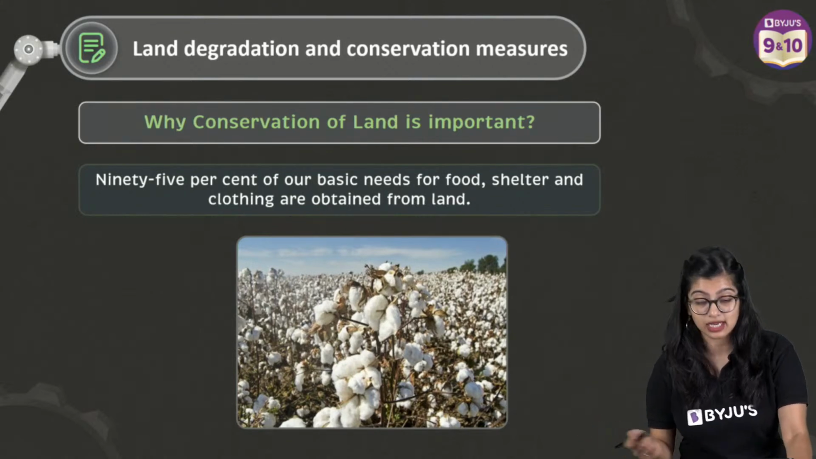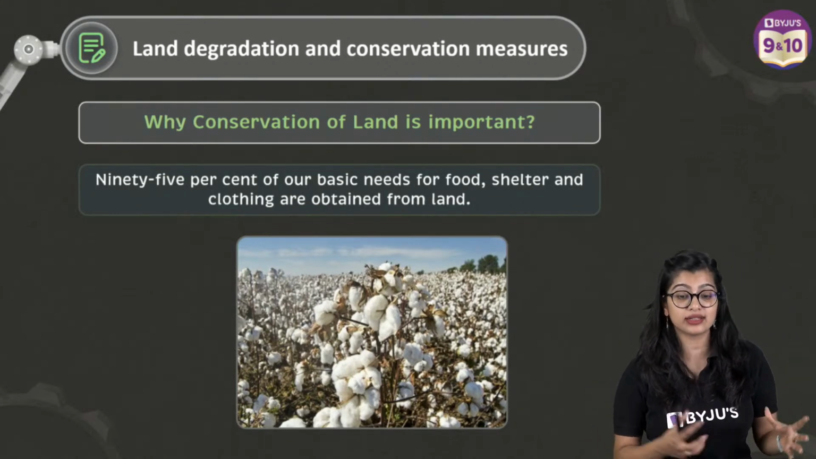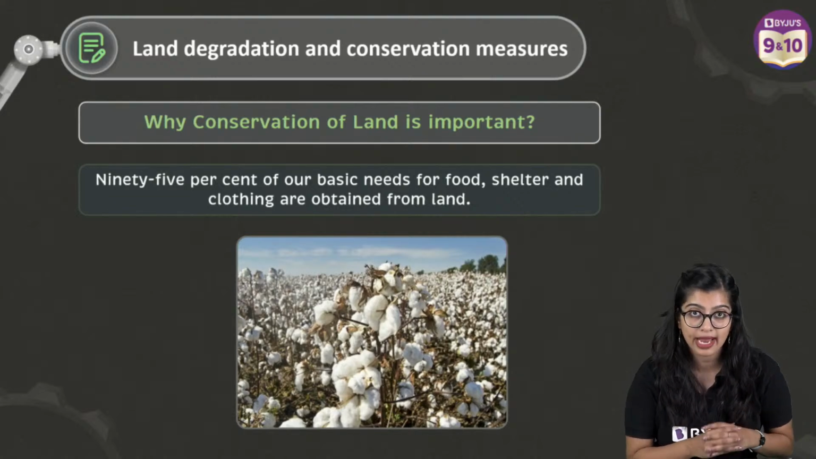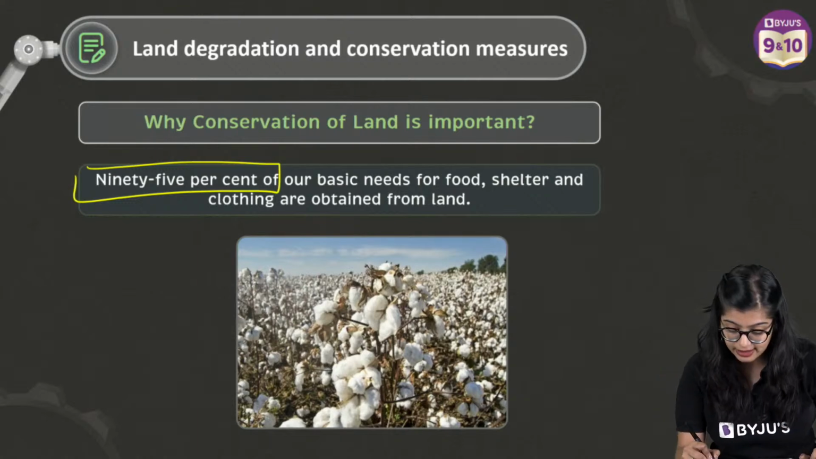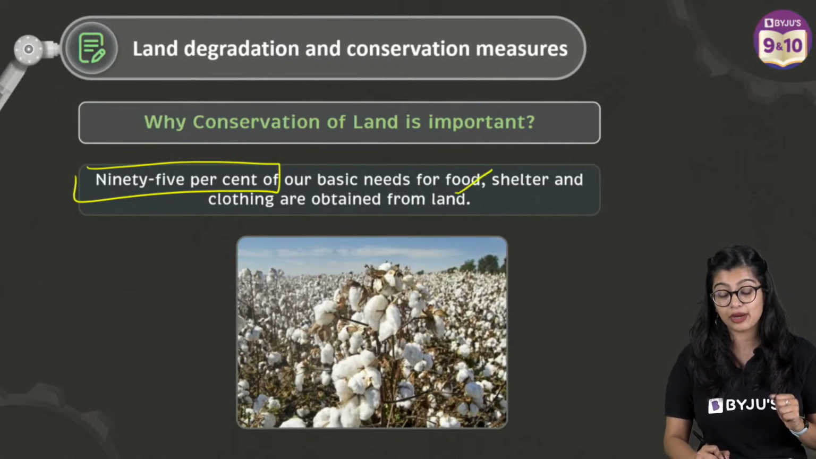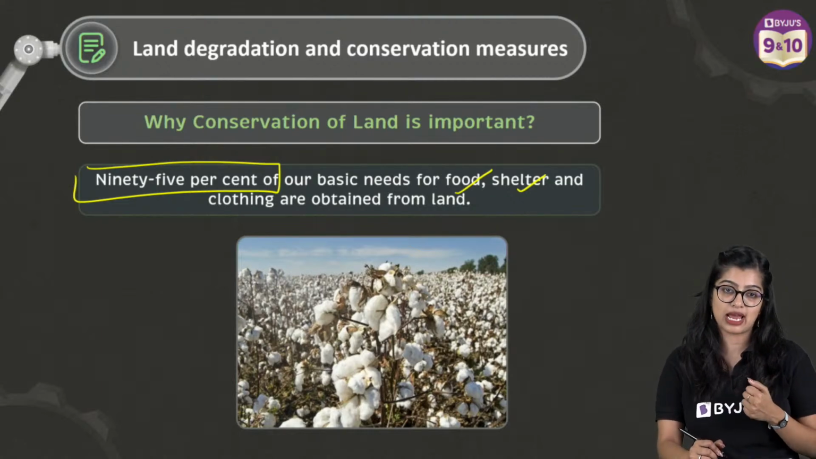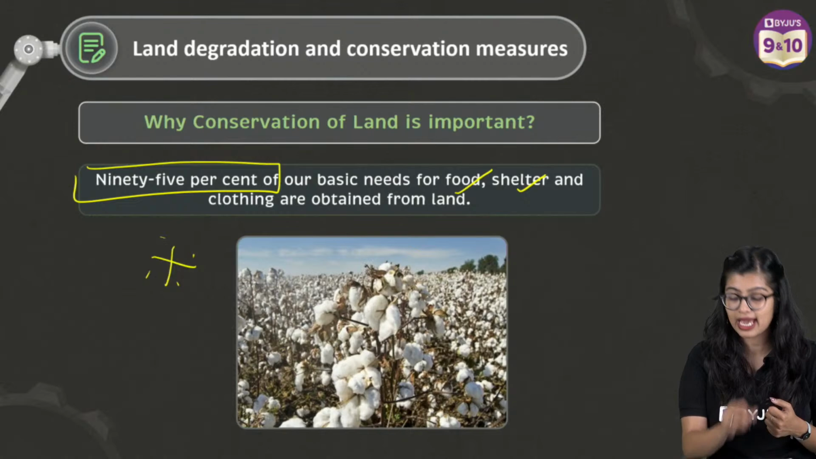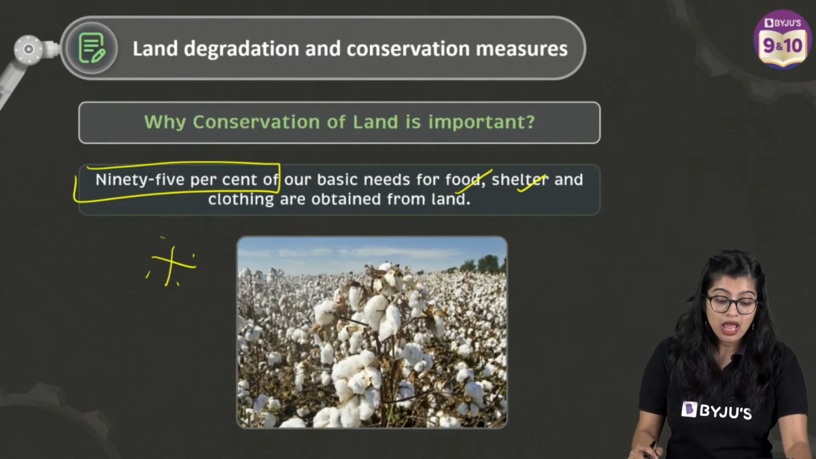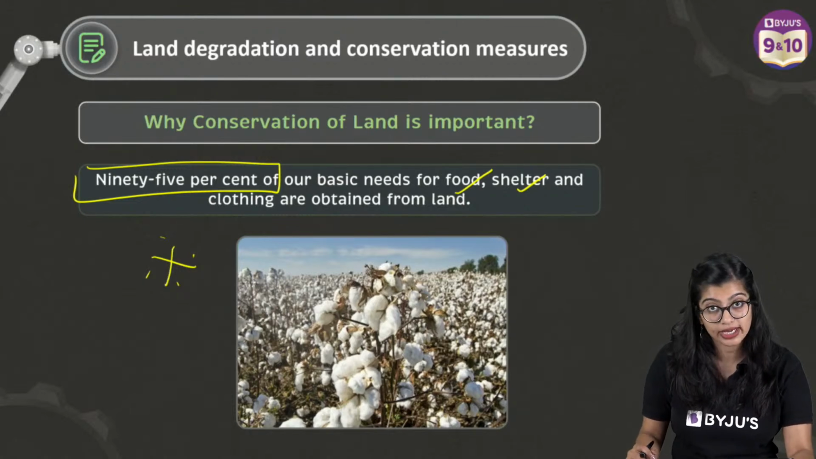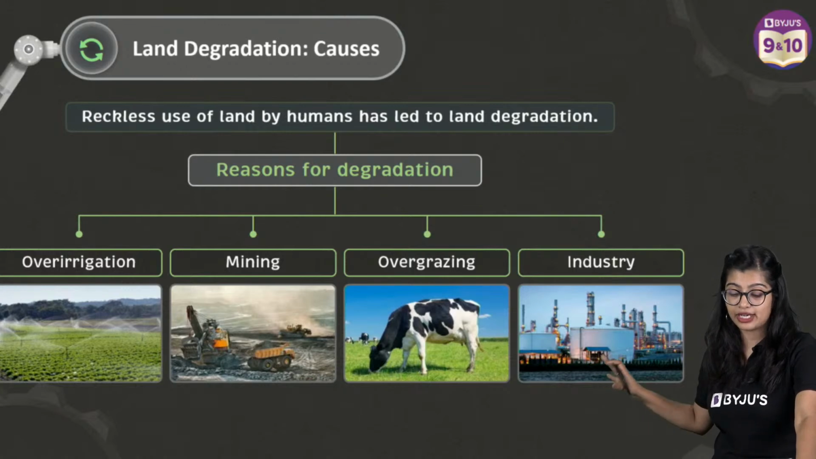What do I mean by conserving? To protect, making sure that I don't repeat my mistakes further. I conserve, I protect my land. And we know that almost 95% of our needs are dependent on land, because whether it's food, shelter, or clothing, all of this we get from our land, which is why we need to take care of it. Now, if I need to know how to take care of my land, I should know how I am destroying it or reducing its quality, which is where causes of degradation come into the picture.